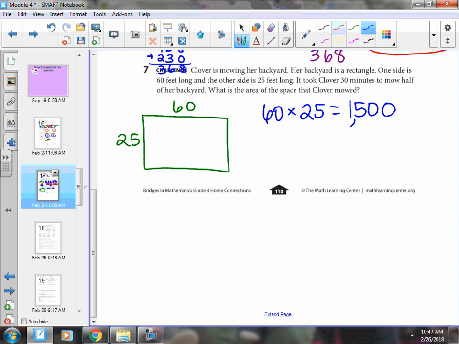But that's not the answer. That's the area of the whole backyard. Then you could cut it in half, and half of it would be 750. Okay? Or you could think this. Half of 60 is 30. So she really just mowed this part, right? Half of it is 30 by 25. So instead of doing 60 by 25, you could instead do 30 times 25.